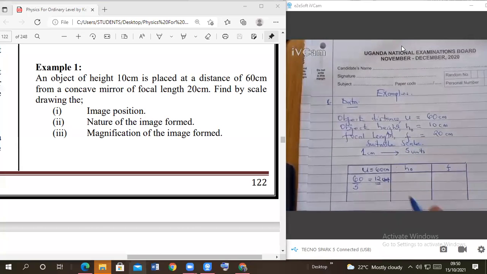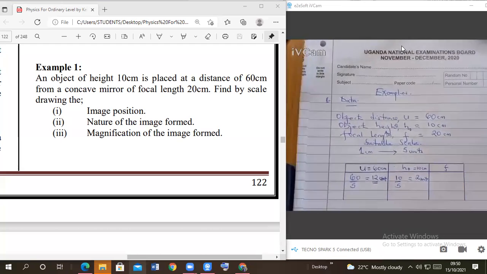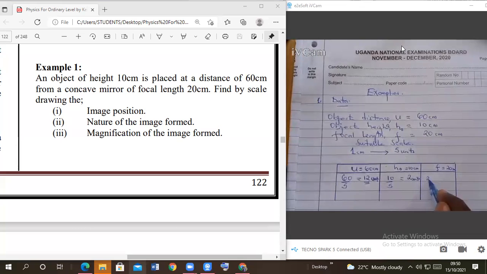What about H? H was given to be 10 centimeters. So if you reduce this, it's going to be 10 divided by 5, which is 2 units. What about our focal length? Our focal length was given to be 20 centimeters. So if you use the scale, it's going to be 20 divided by 5, which is 4 units.